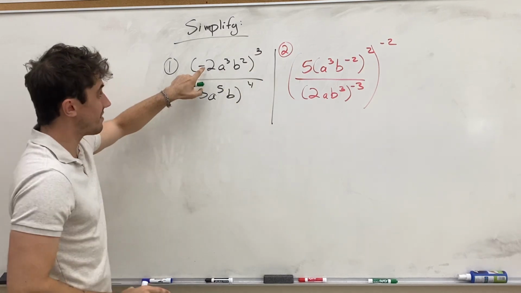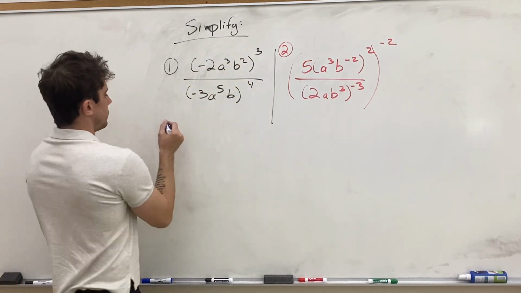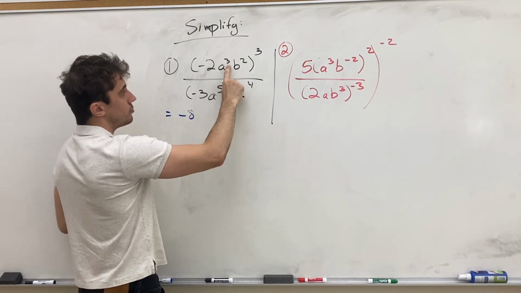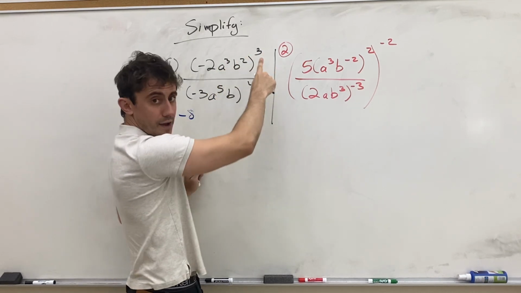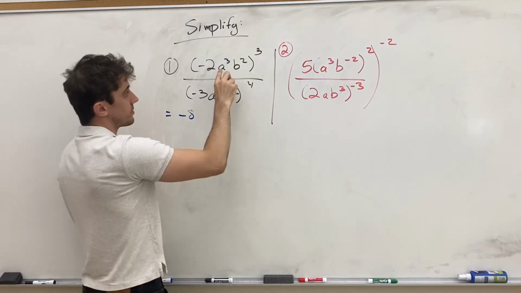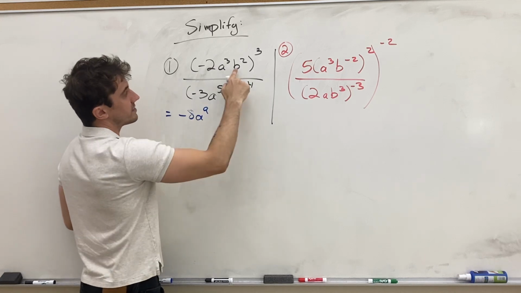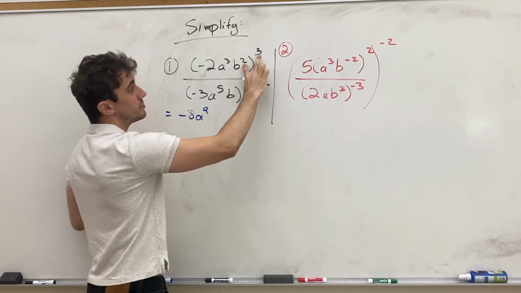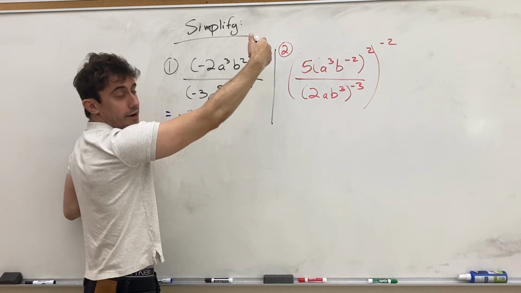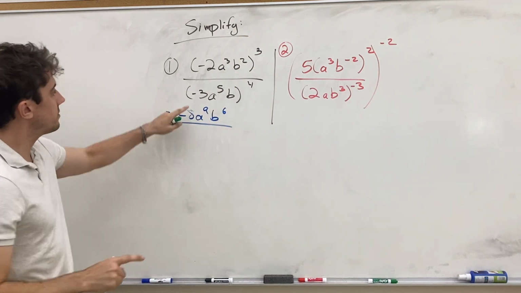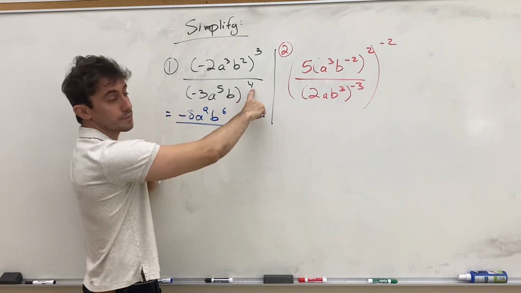The cube is on everything inside of these brackets, which means it hits every part of it. So first off, we'll have -2 cubed, which means -8. Then we have 8 cubed, and we have a power to another power. We multiply exponents, and so that's 8 to the 3 times 3, meaning 8 to the 9. And then same thing with the b to the 2 times 3, power to a greater power, which means b to the 6.